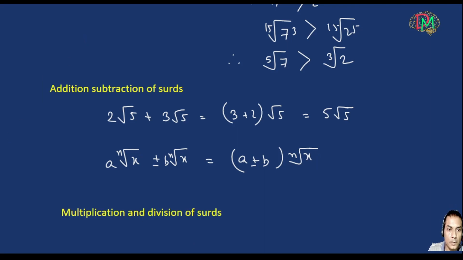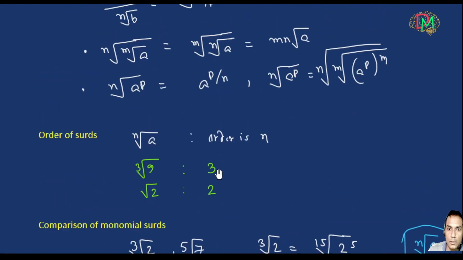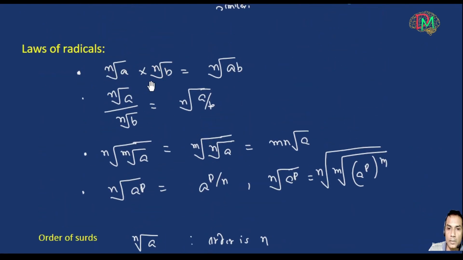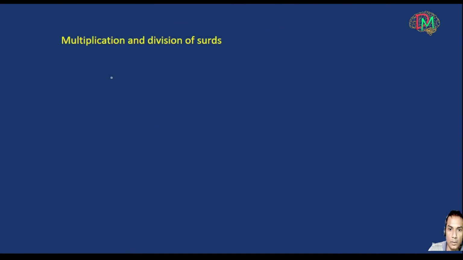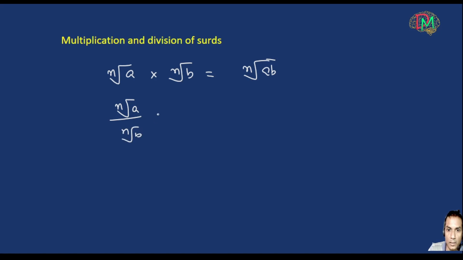If the order of the monomial surds is the same, then we can apply this law. Here n means the order is the same for the two surds, so we can apply this. For example, the nth root of a multiplied by the nth root of b, we can write as the nth root of ab. Clear? And also we can apply it for division: the nth root of a divided by the nth root of b, we can write as the nth root of a by b. The radical law we can apply. Clear?